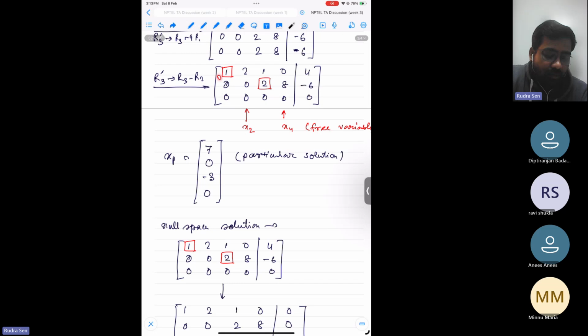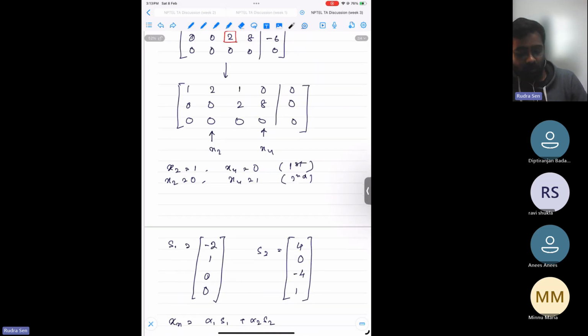Or you can say we have two linearly independent rows. The 0 0 0 row is always a dependent row. We cannot consider it because there is no pivot element. So there are two independent rows, or two independent columns. That's why the rank of the matrix is 2.